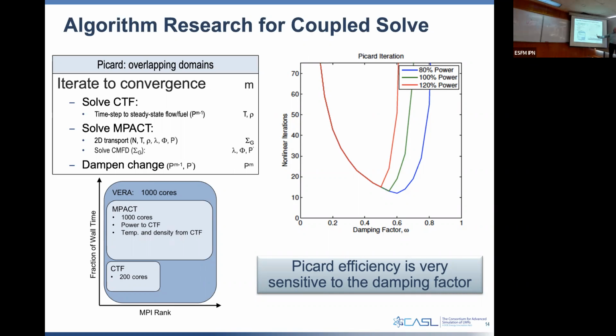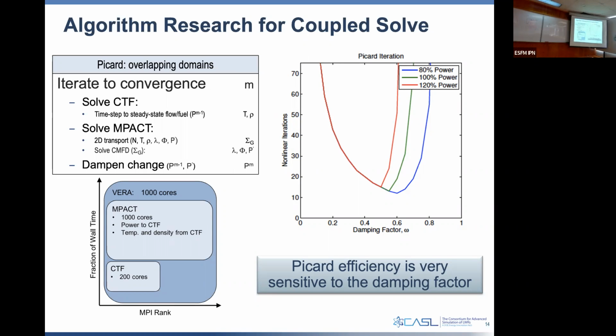At a low power, that optimal weighting factor was around 0.6. As it got up to a higher power, it went down to 0.5. And you can easily surmise that at even lower powers, you would probably have a better damping factor way up here at 0.9. But if you tried to use a weighting factor of 0.8 or 0.9 with 120% power, it would not converge. So there is a window where it is possible for it to converge, and a big range where there is no way it's going to converge at all.